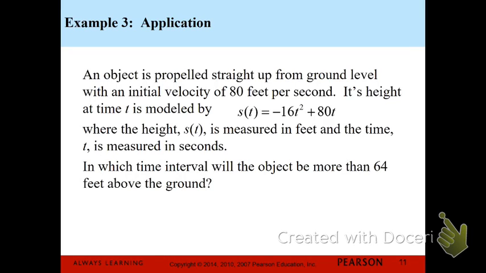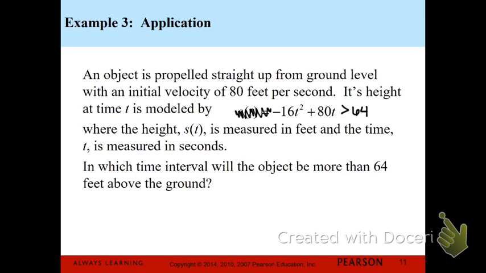All right, so in example 3 there, we've read the scenario. What are we after? 64 feet above the ground. When the object will be more than 64 feet above the ground. What does more than mean? Greater than. So I'm going to take that equation they gave me and set it greater than 64. Now I don't have to worry about that s of t because now that's my feet, so that's not going to matter. So how can I solve this inequality?